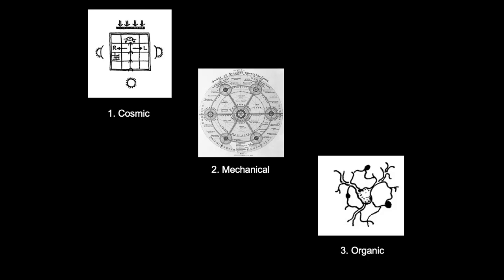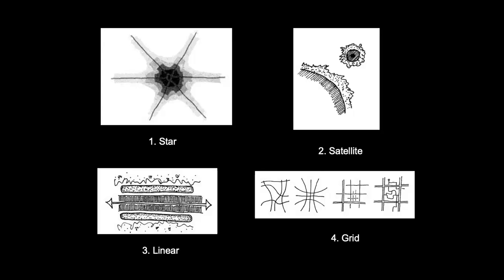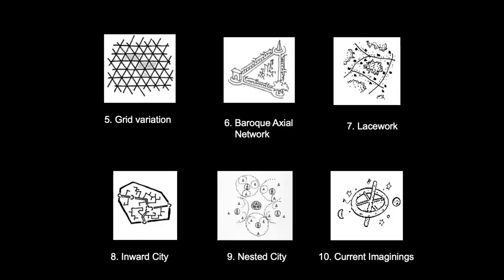And these are the ones that are more spontaneous, that have grown over time through the self-organizing actions of the agents. And the point that Lynch makes is that there are various combinations of all these three and various examples of all three throughout history. For example, for the cosmic model, you can see a star pattern, a satellite pattern, a linear city, the grid city of various kinds, and the grid isn't always uniform. It can be deformed and deflected, but overall it is a grid-like pattern. And then there are variations of the grid: Baroque axial patterns, lacework, inward-turning cities, fortified cities, nested cities where you have concentric rings and perimeters of relatively private space, and then various kinds of fantasy cities, you might say, current imaginings, he refers to them, of how maybe we would settle in space and so on.